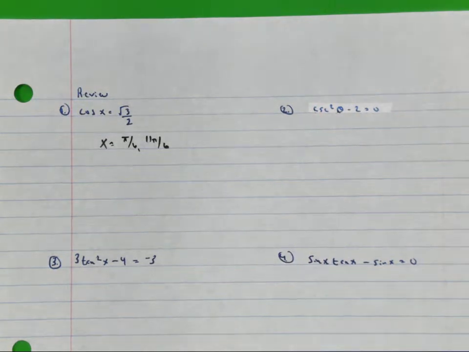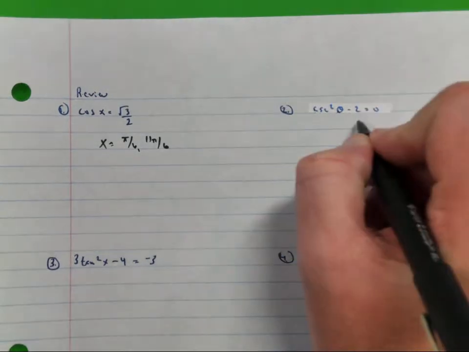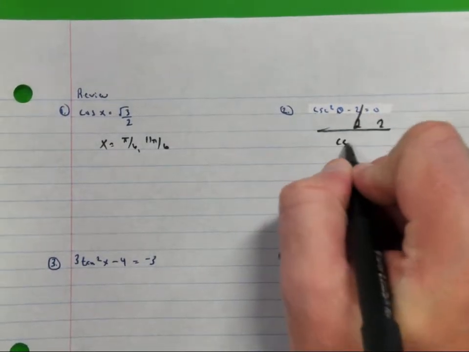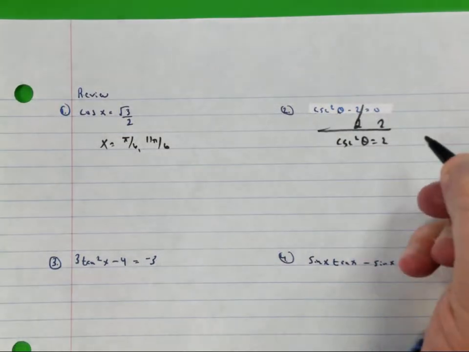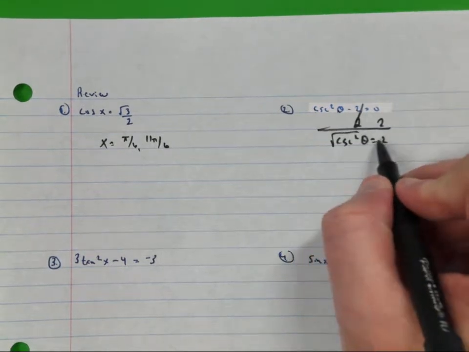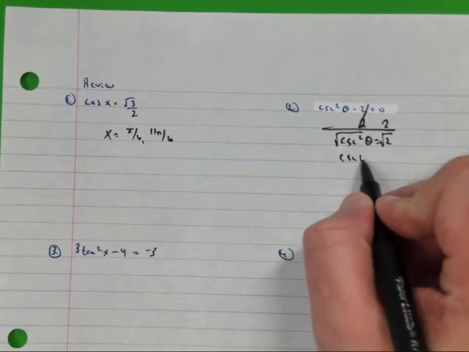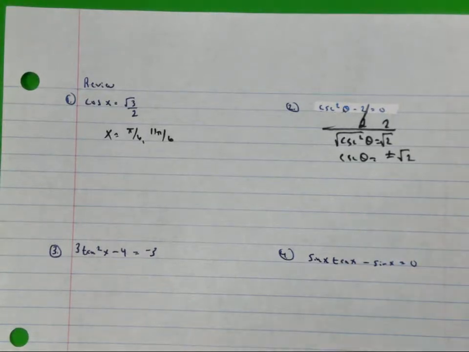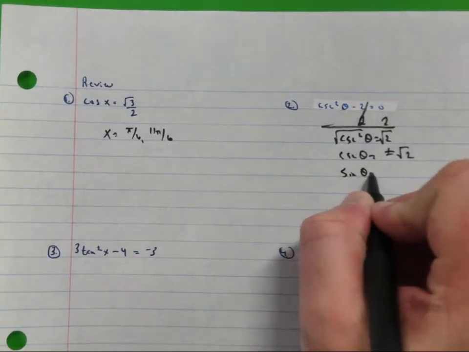Number 2, I have cosecant squared minus 2 equals 0. What's the first thing I would do on that? Move the what over? 2. Cosecant squared theta equals 2. Now, I'm going to take the what? Square root. When you take the square root of something, it's what? Plus or minus. Okay, now, do I want to work with cosecant? No, I'm going to work with which one? Sine. So I'm going to change it to sine. In order to change it to sine, I got to flip this.